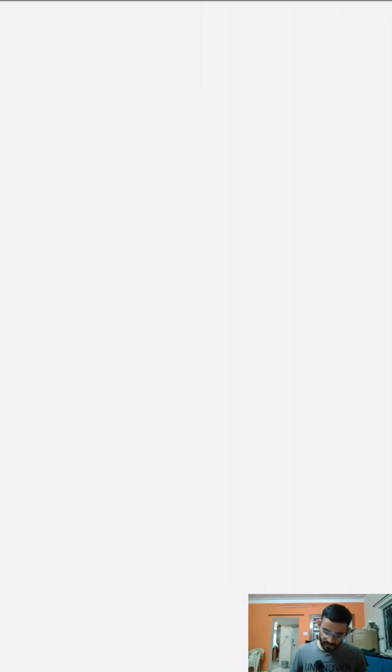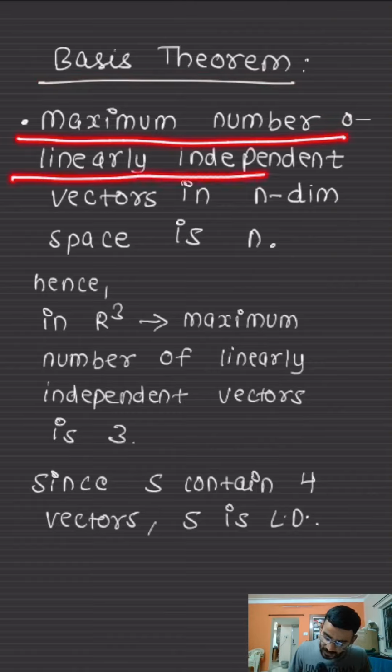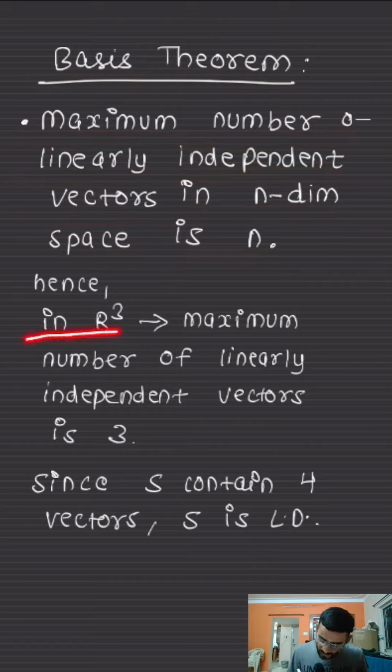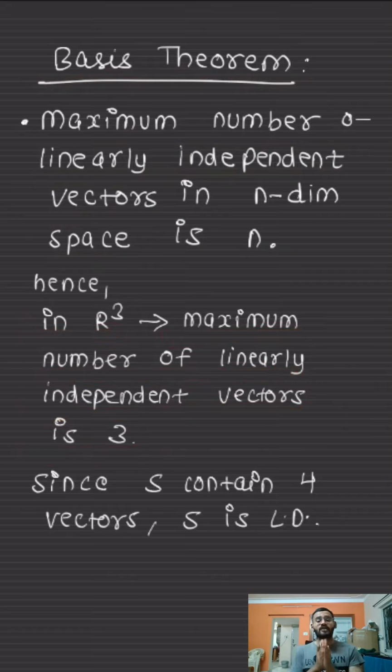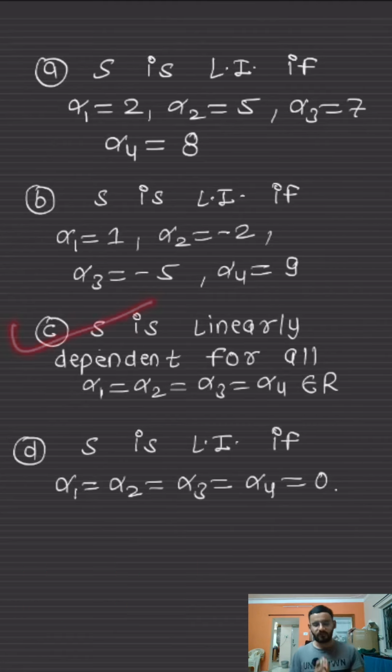The trick in this question is the basis theorem, which says the maximum number of linearly independent vectors in an n-dimensional space is n, which means in R3 the maximum number of linearly independent vectors is 3. We cannot have a set in R3 which has 4 vectors and is linearly independent. If in R3 we have a set of vectors which has 4 elements, then it must be linearly dependent. Since S contains 4 vectors and S belongs to R3, therefore S is linearly dependent for all alpha. Thank you.